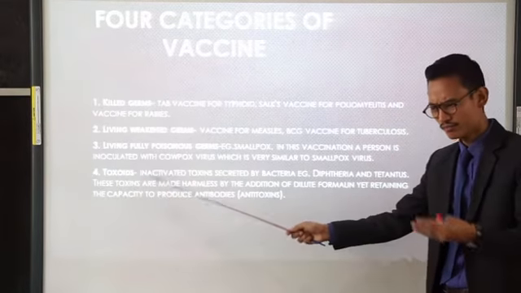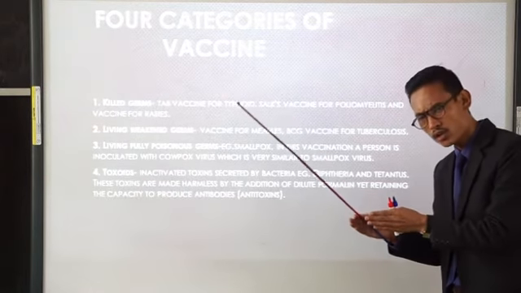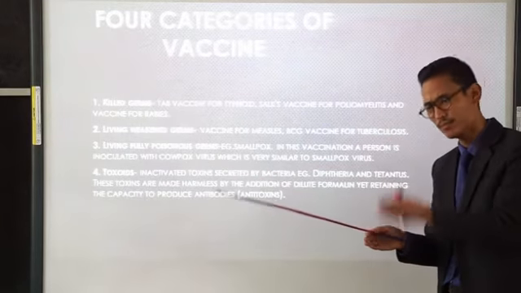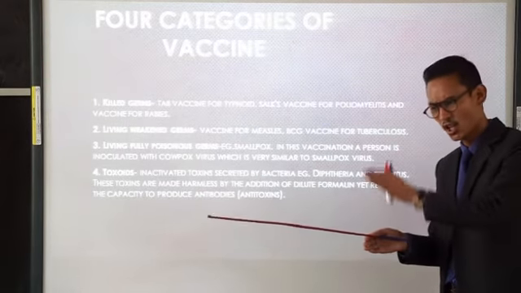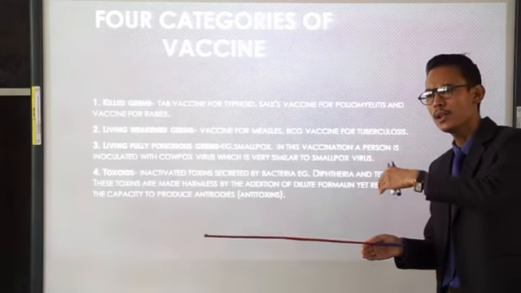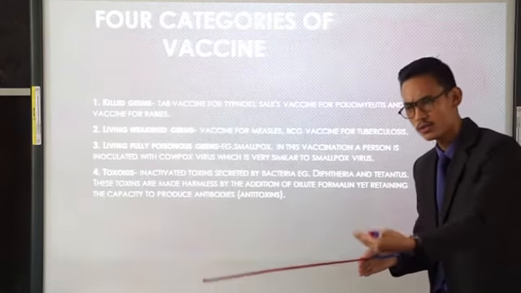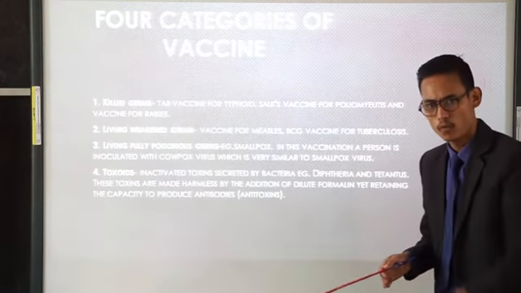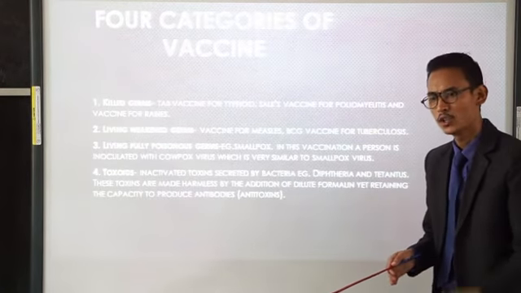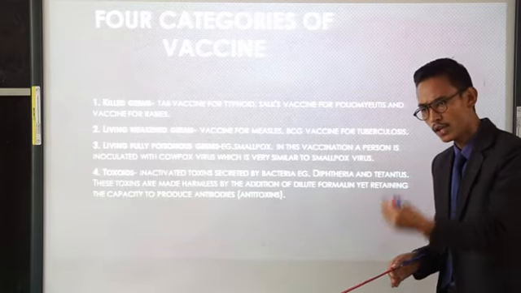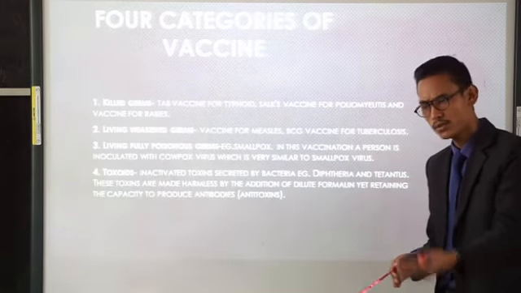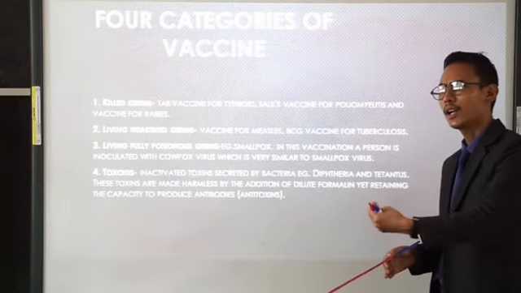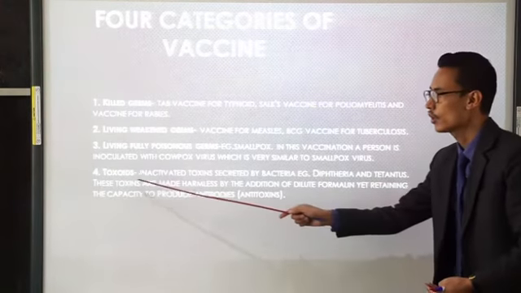Toxoids. What are toxoids? The harmful toxins, meaning poisons, which are produced by microorganisms like bacteria and viruses. Those harmful chemicals will be modified. Those harmful poisons, those harmful toxins will be modified chemically to make them less harmful or non-toxic. So those particular toxins which have been modified to make them less toxic or non-toxic are known as toxoids.